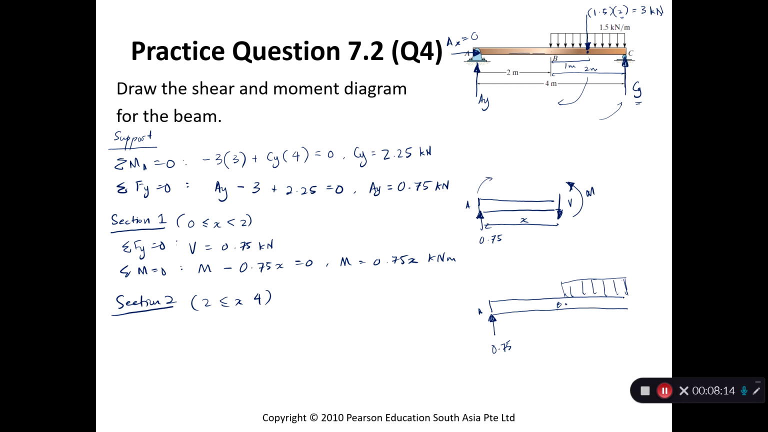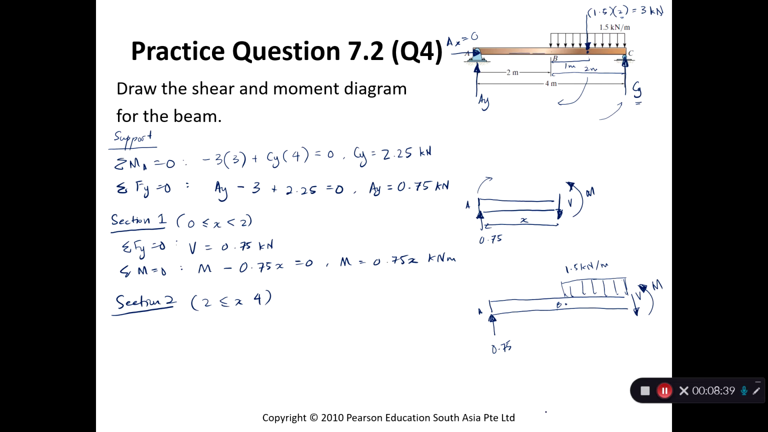Okay, so this is where we cut it. This is your shear force. This is your moment. And this is still 1.5 kilonewton per meter. Okay, I think those are all the forces. We don't include Cy because Cy is all the way at the end.